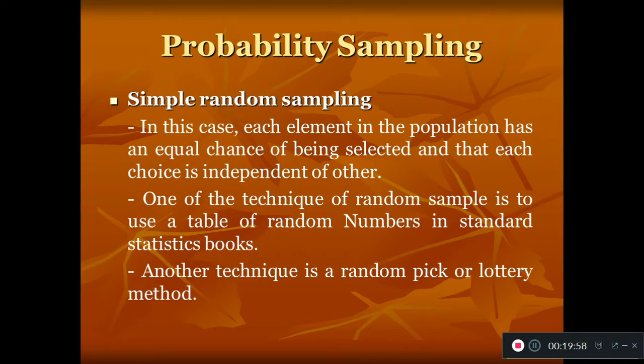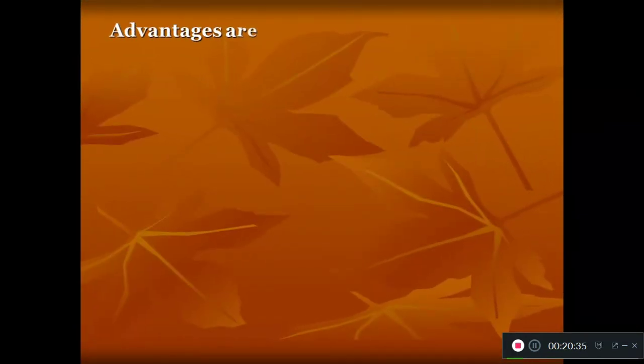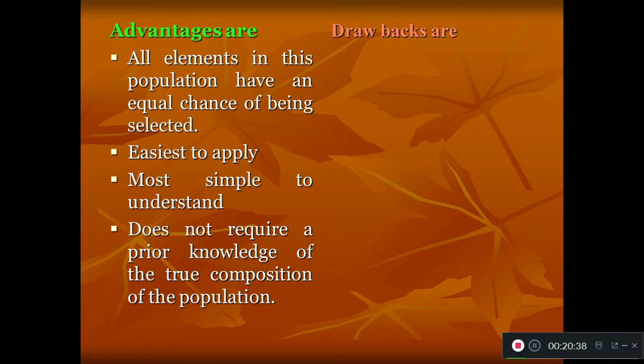Another technique is picking a chip or picking a lot from various samples. The sample names are written in a box, and from that we pick the lot, and we include that particular sample in a group, either in the experimental group or in the control group. So simple random sampling is a very easy method, but sometimes when we have a very large size, it takes more time. And what are the advantages of this method? What are the disadvantages of this method?